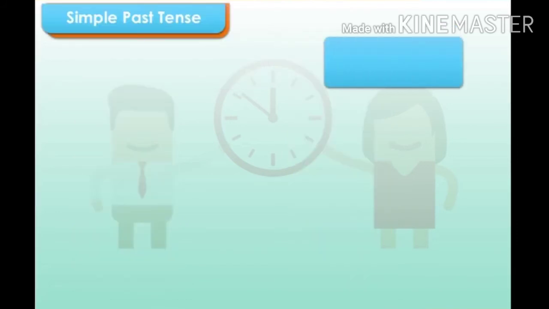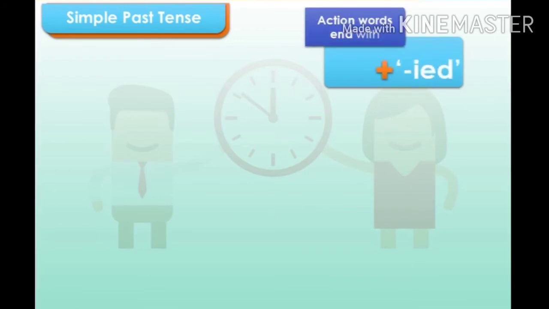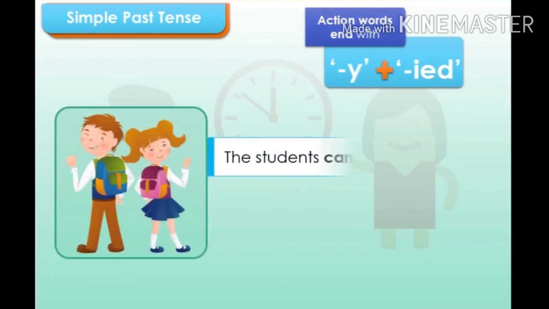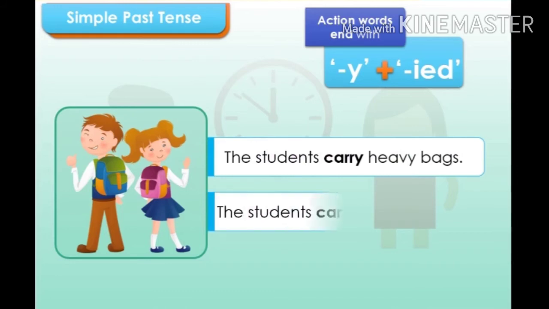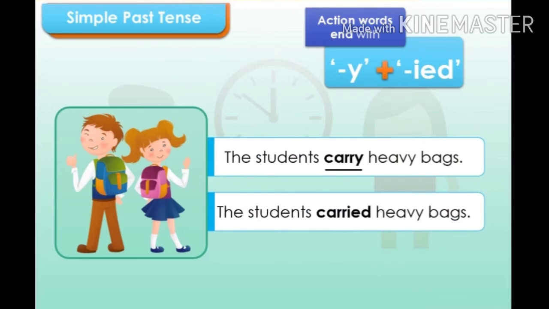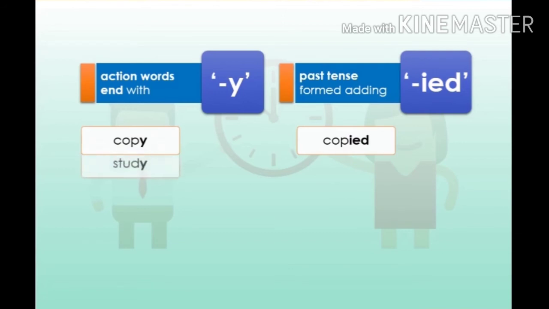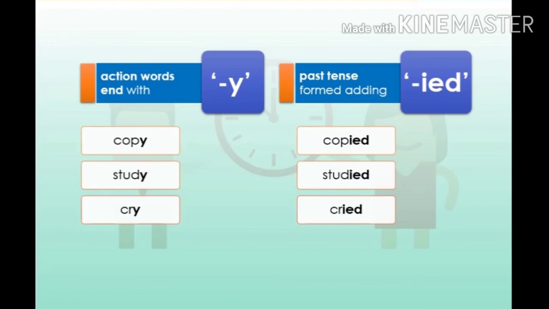Third one, simple past tense is formed by adding IED to the main action words that end with Y. For example, look at these two sentences. The students carry heavy bags. The students carried heavy bags. Observe how the action word carry changed to carried in simple past tense. Let us look at some more words in which IED is added in the past tense. Copy, copied. Steady, steadied. Cry, cried.